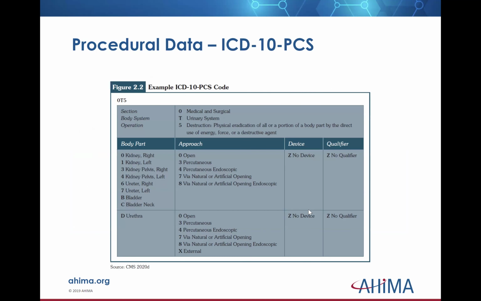We have the PCS code that we talk about in HIM 271. The first three characters are the section, the body system, and the operation. Then we get into the body part, the approach, the device, the qualifier. It's always 7 characters, and this gives us very discrete, very fine level of detail on the procedure codes.